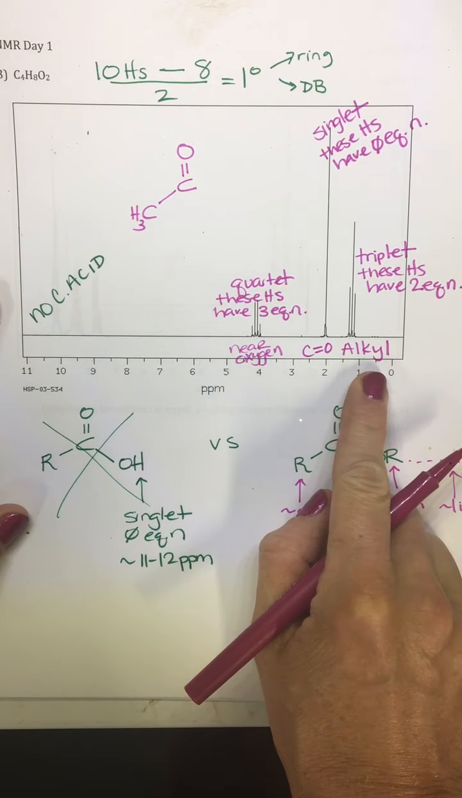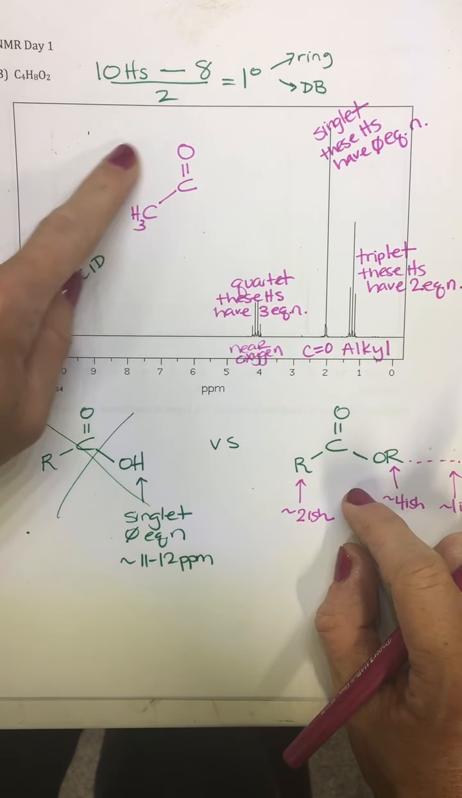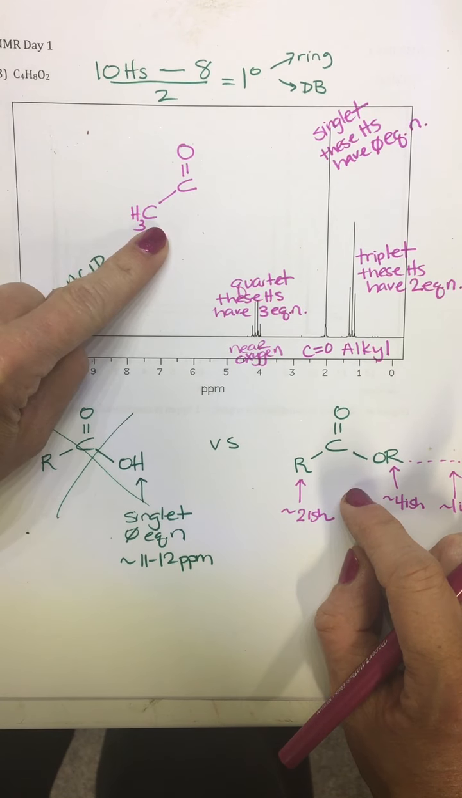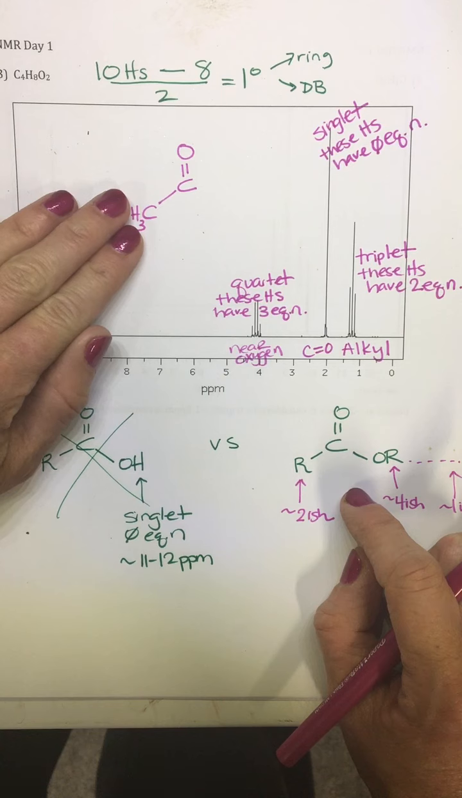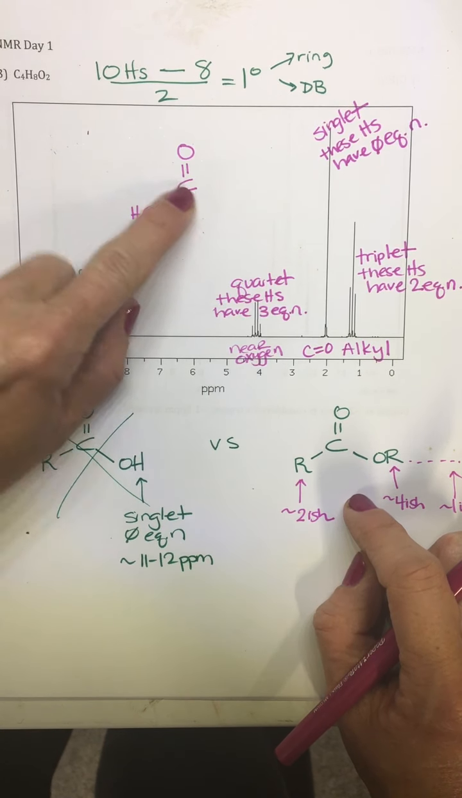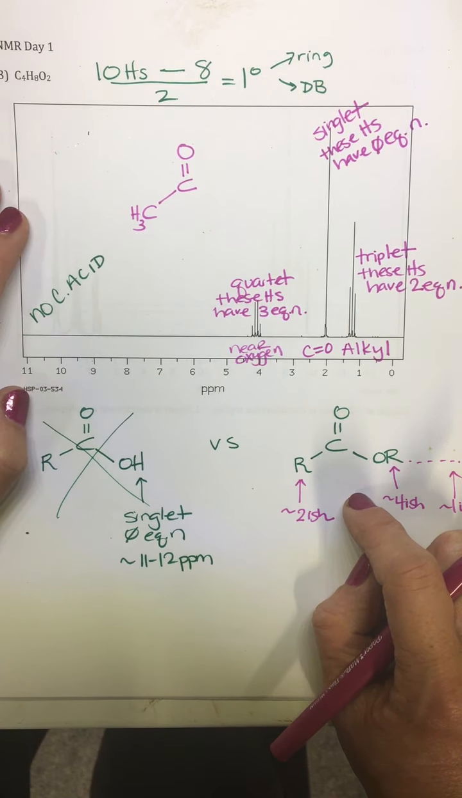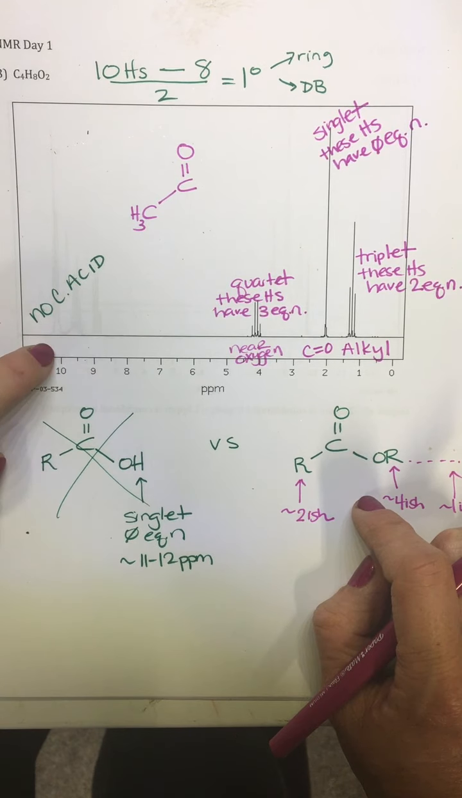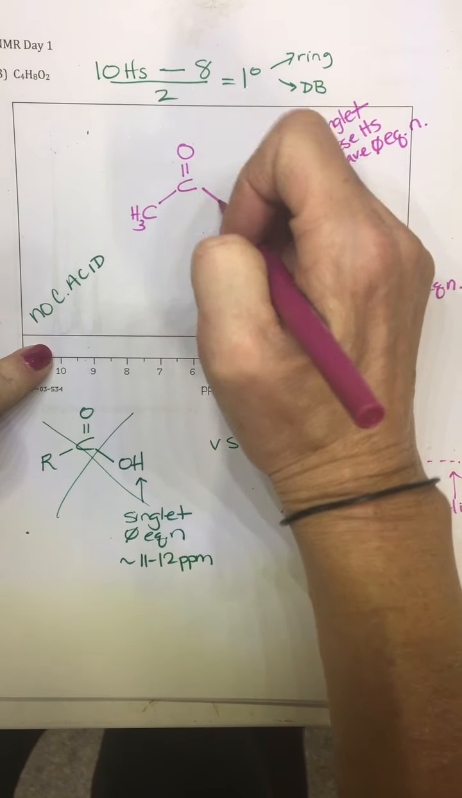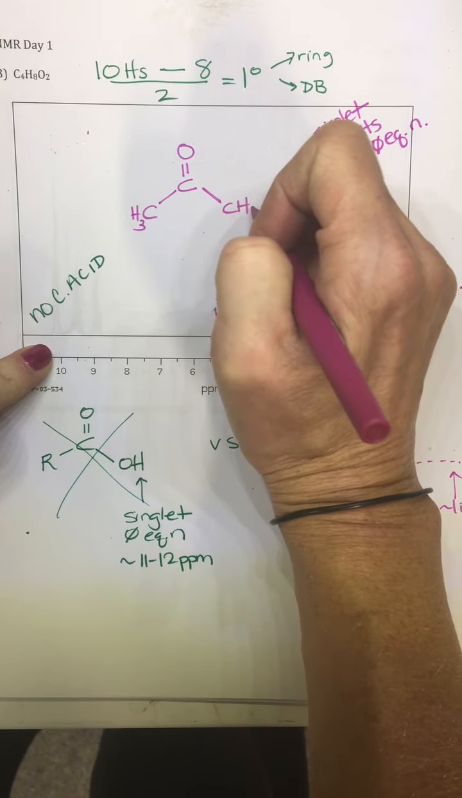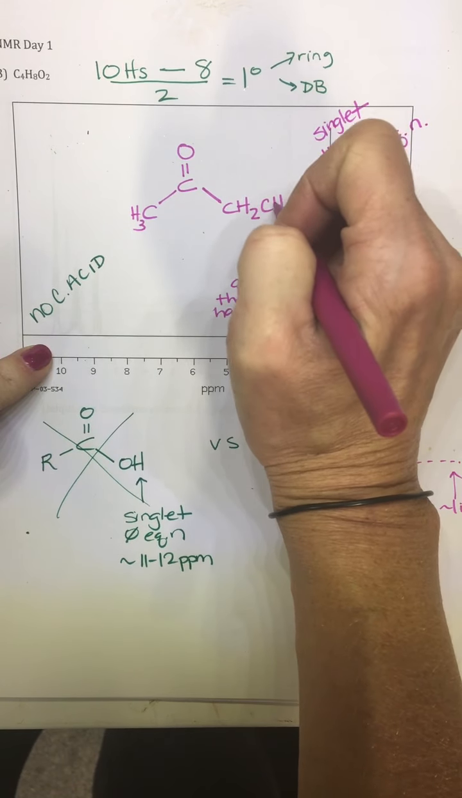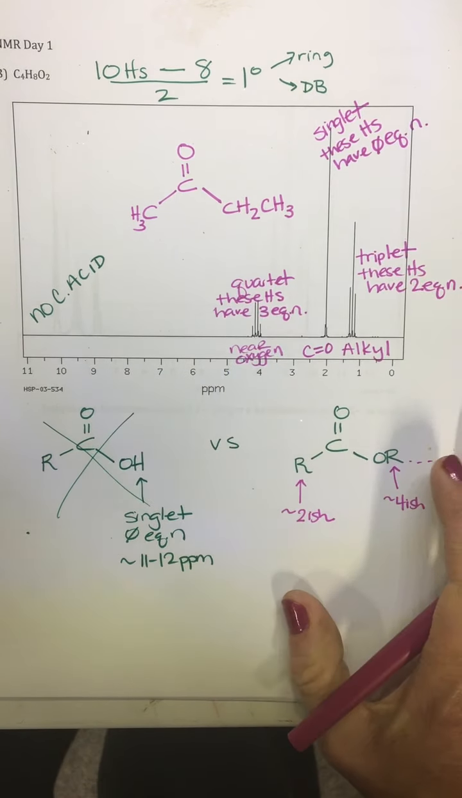Okay? So we've got all our splitting pattern analyzed. We have our chemical shifts. We were able to figure out this structure right here. Okay, we needed some hydrogens that had no neighbors. We can't put a hydrogen on there because that would give us an aldehyde, and there's no 9 to 10 chemical shift. So we need to add our other 2 carbons. There's only one way to add 2 more carbons, a CH2CH3 group.